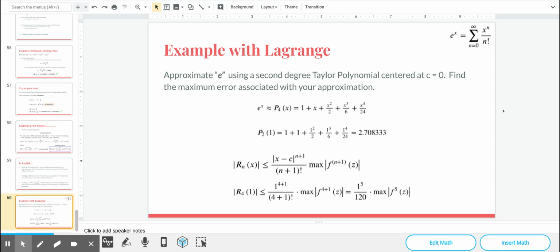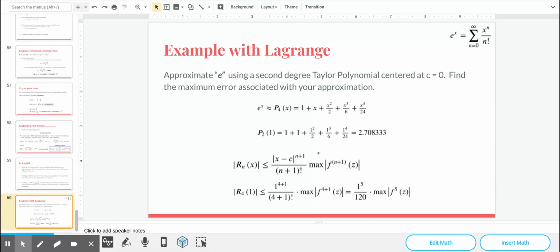Notice that I can pretty much plug in everything except for this last piece, right? The z value. I don't know what z is just yet. But everything else you know, right? X minus c. Well, you know c is equal to 0. X is equal to 1. N is equal to 4, right?